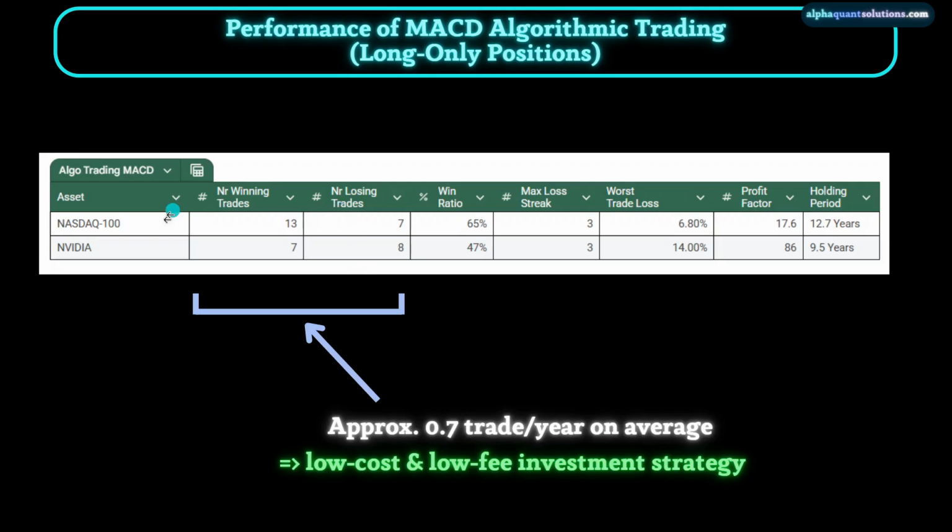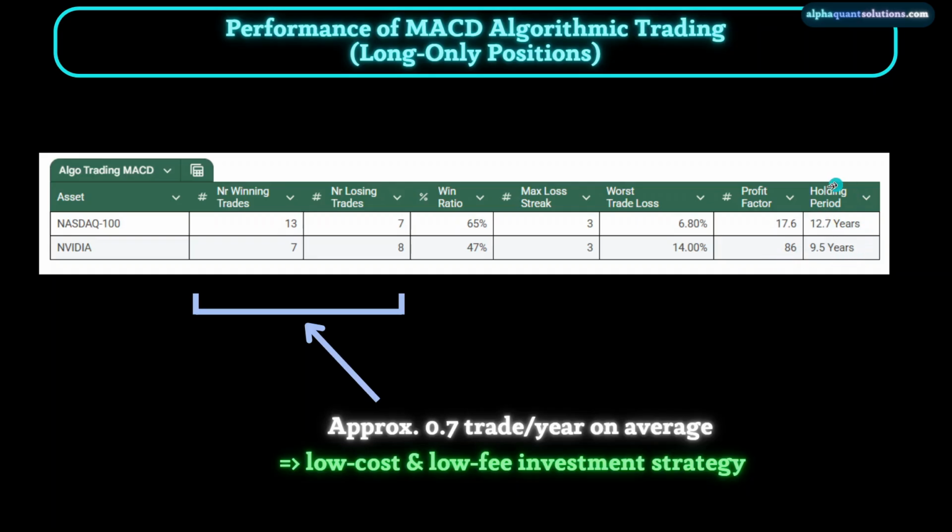Next, this table allows us to compare the performance results for both assets, the Nasdaq-100 and NVIDIA. For the Nasdaq, we had 20 trades, for NVIDIA 15. The win ratio was 65% for the Nasdaq, 47% for NVIDIA. The max loss streak, or the number of consecutive losing trades, for both was 3. The worst trade loss for the Nasdaq was only 6.8%, for NVIDIA a bit substantially higher, 14%. And both had very high profit factors, 17.6 for Nasdaq and a huge 86 for NVIDIA.